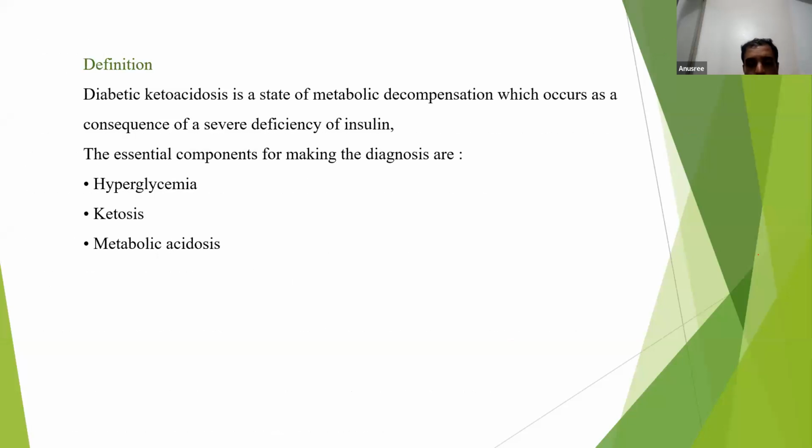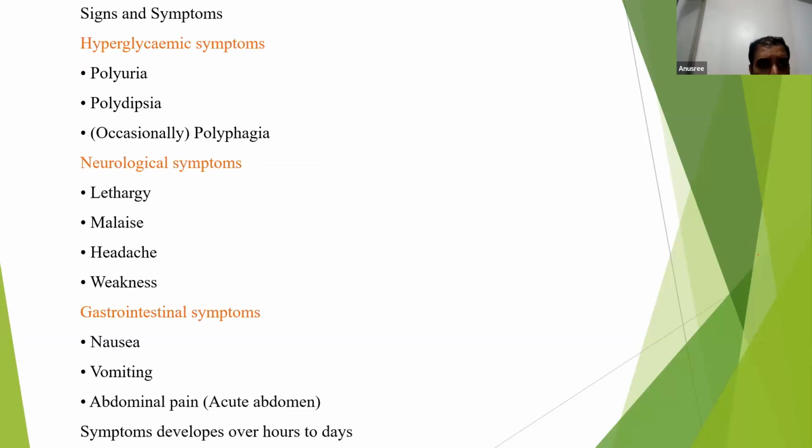So we'll go through the details of diabetic ketoacidosis. Diabetic ketoacidosis is a state of metabolic decompensation which occurs due to insulin deficiency. And the three components are hyperglycemia, ketosis, and metabolic acidosis. The classical symptoms may be either due to hyperglycemia, or neurological symptoms, or gastrointestinal symptoms.